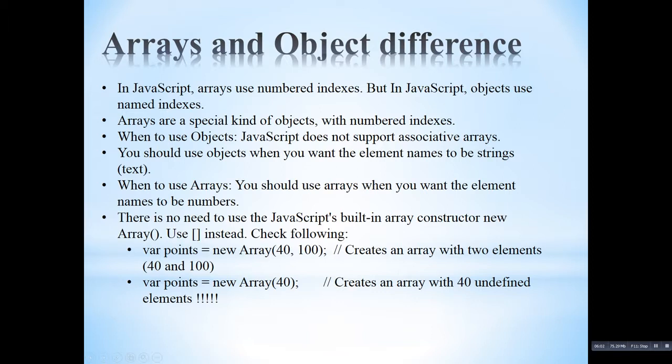When to use an object? JavaScript does not support associative arrays. You should use objects when you want the element names to be strings. When the element names are strings, you can use objects, but you use an array when you want the element names to be numbers.